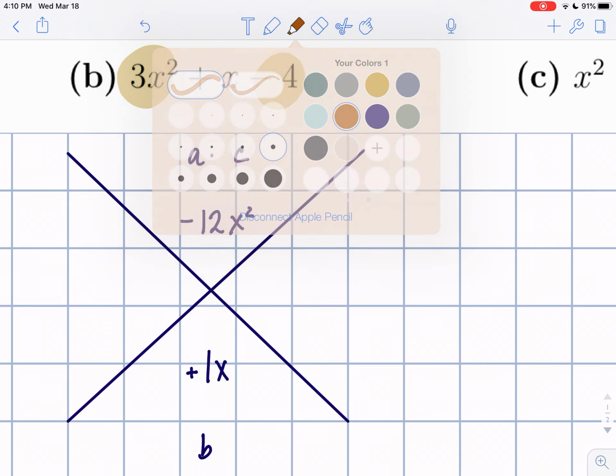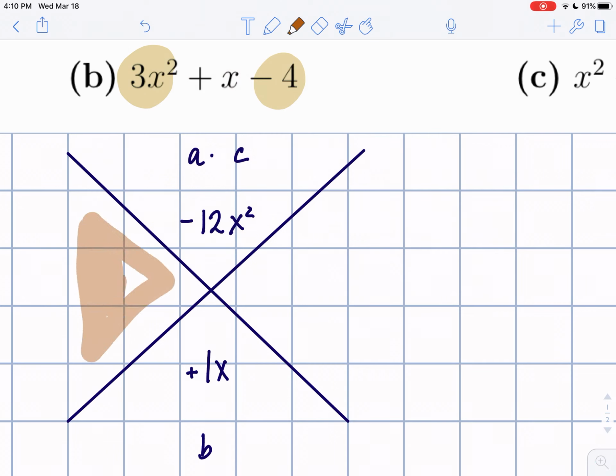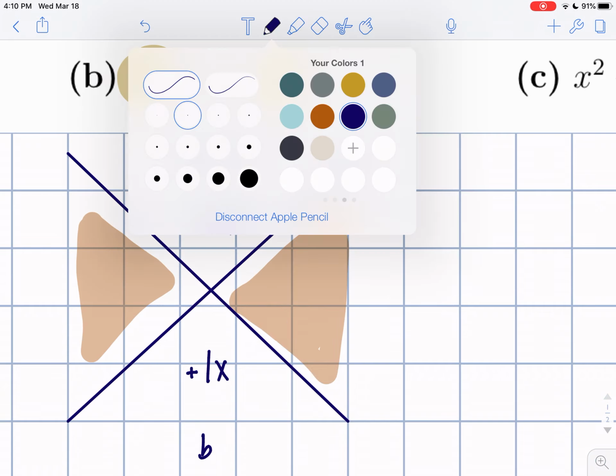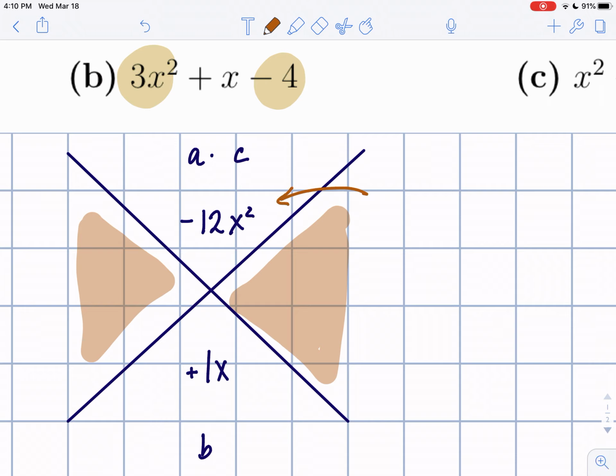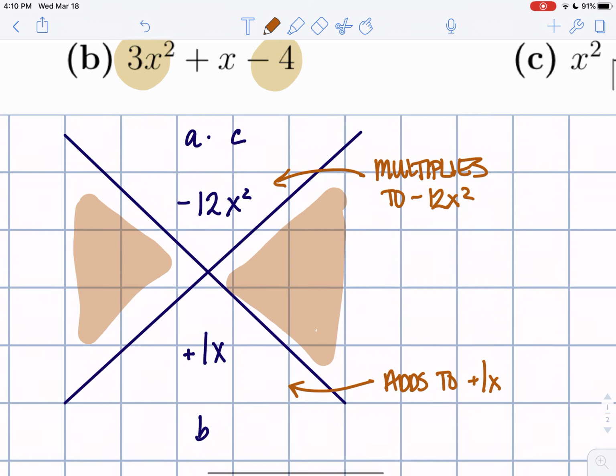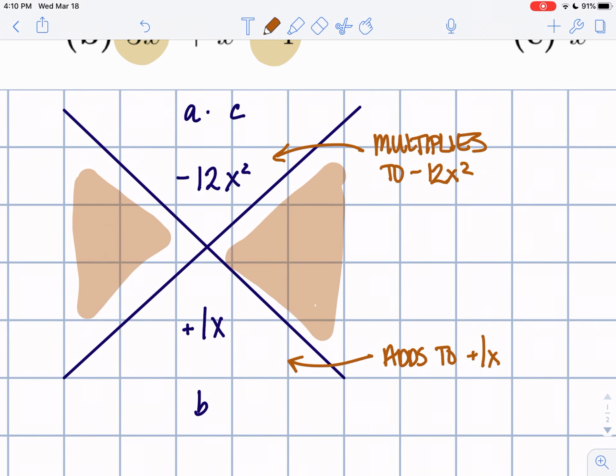So as we go to fill in this component of our chart, we're looking for something that multiplies to negative 12x squared and adds to positive 1x. So already I'm thinking about 3 and 4. I want it to end up positive, so I'm going to do a positive 4x and a negative 3x. And if those guys were multiplied together, I'd get negative 12x squared.